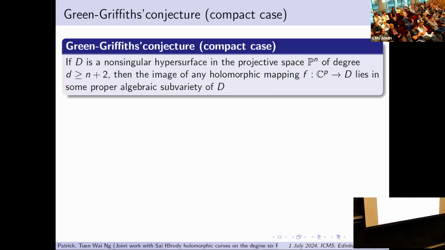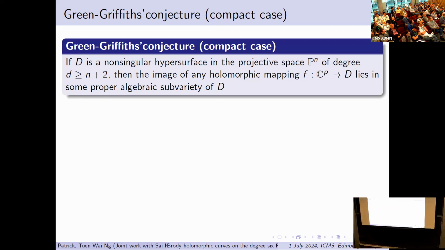So now I still have something like 10 minutes. Let me tell you one application of this result about Brody curves, and it also has some connection with other problems.